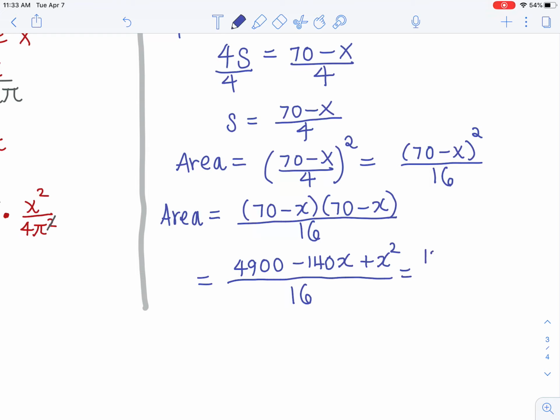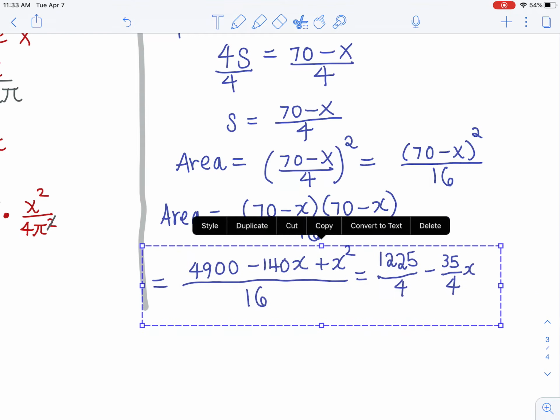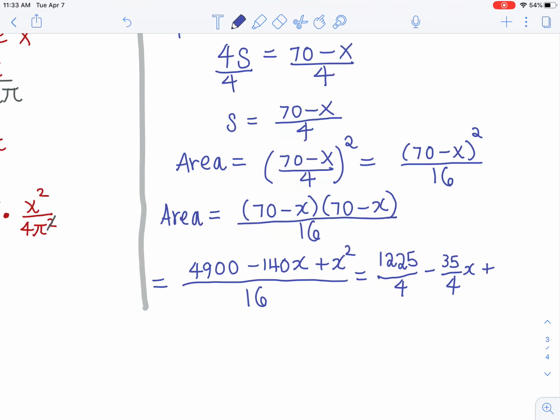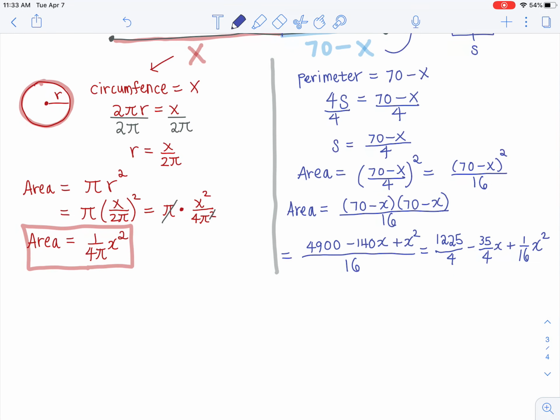Like I said, I want to just have this in a nice standard form. So how about I divide all these 3 terms by 16. And then I will simplify it, reduce the fractions, I mean. So the first fraction will be 1225 over 4, minus, what is 140 divided by 16? Simplified, that was 8.75. And 8.75 in a fraction format is 35 over 4 x. And then, well, first I need more room, my plus 1 over 16 x squared.